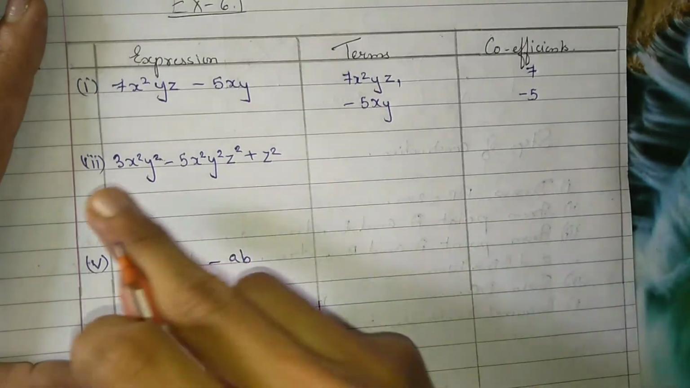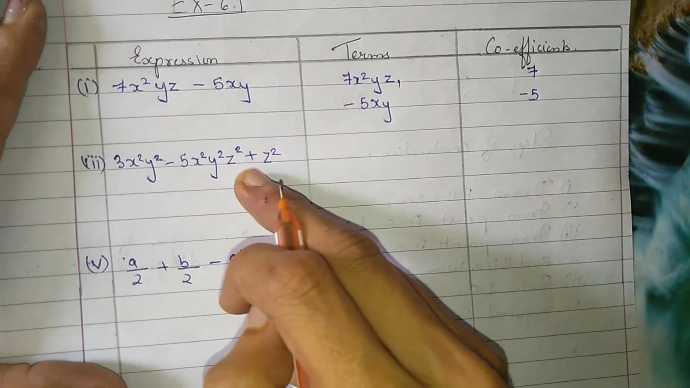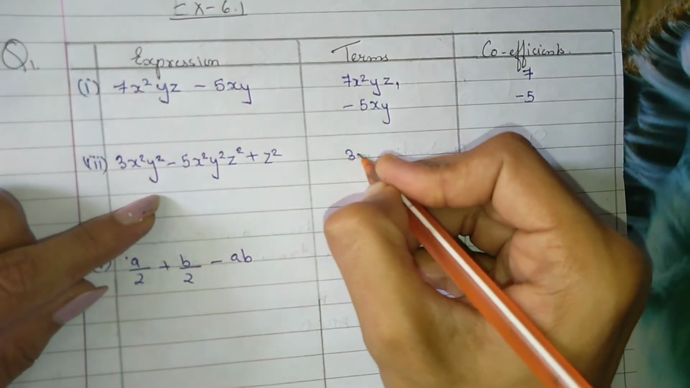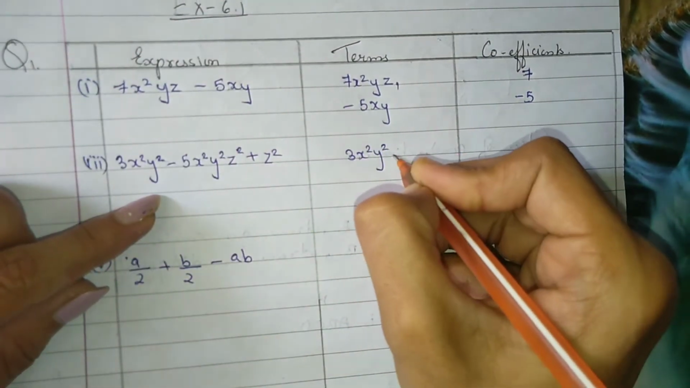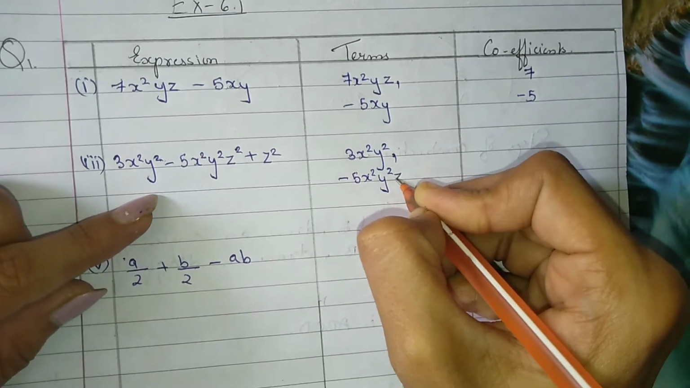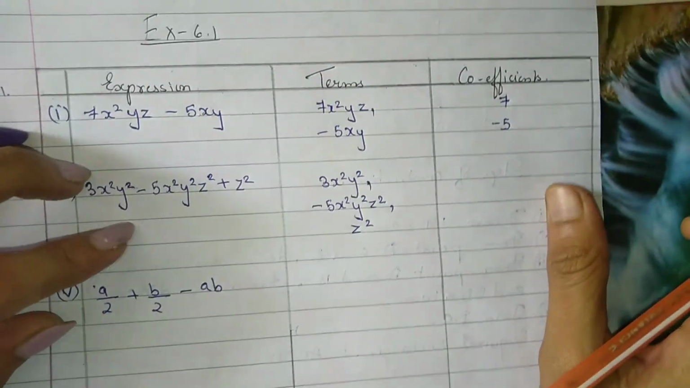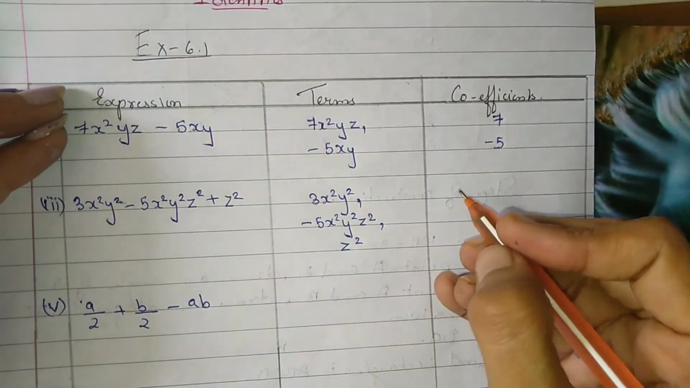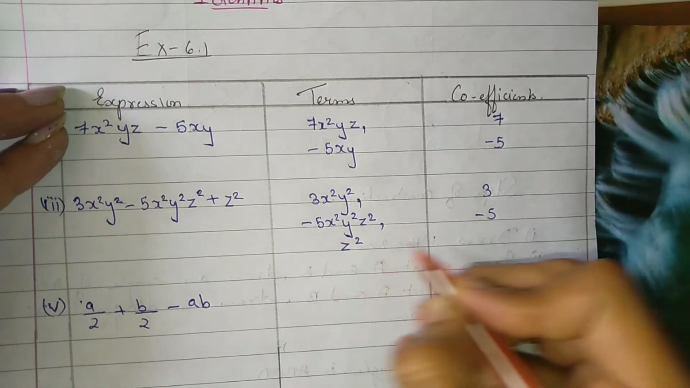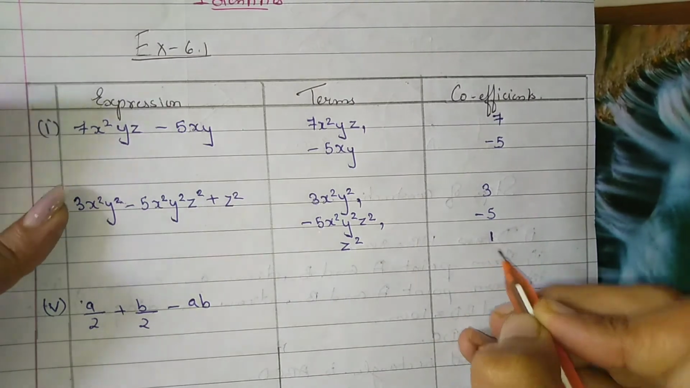Now third one, 3x square y square minus 5x square y square z square plus z square. Now there are 3 terms: 3x square y square, comma, minus 5x square y square z square, comma, and z square. Now here what is the coefficient? 3, here minus 5, and here nothing means 1, so 1 is the coefficient.